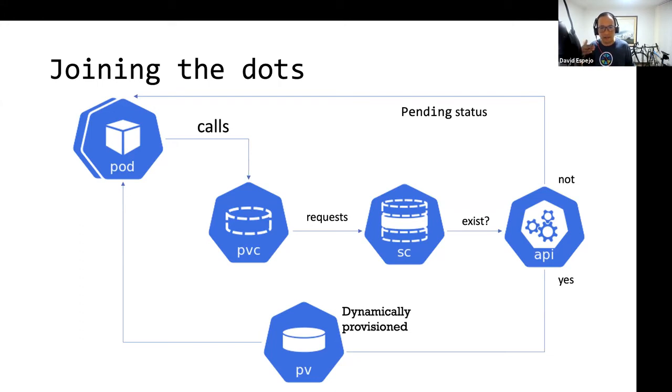There's this hierarchy, these relationships between PVC, storage class, and finally a persistent volume that is either dynamically created or basically connected to the pod because it already existed and matched the storage class. That's the summary.